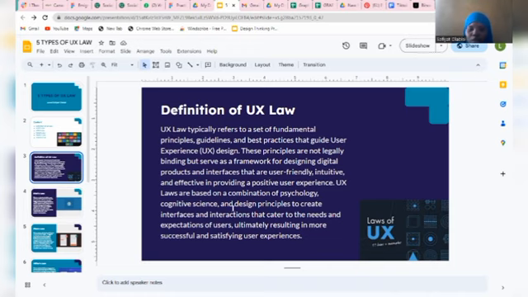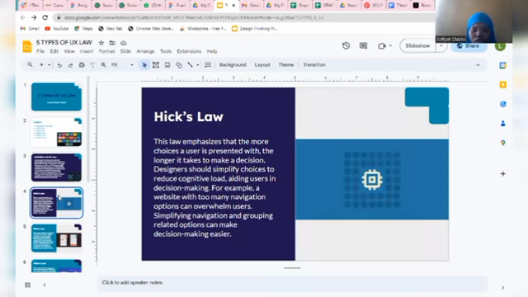UX laws are based on a combination of psychology, cognitive science, and design principles to create interfaces and interactions that cater to the needs and expectations of users. That's it in a nutshell. So let me start with each law.